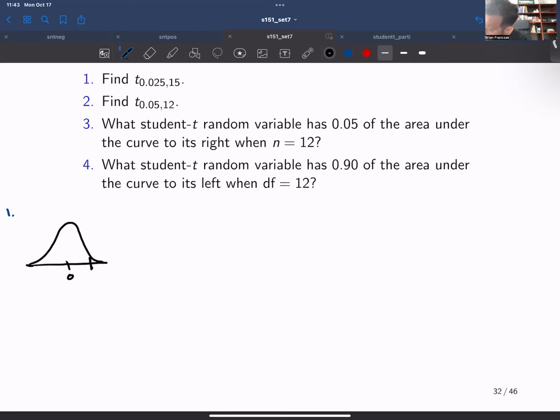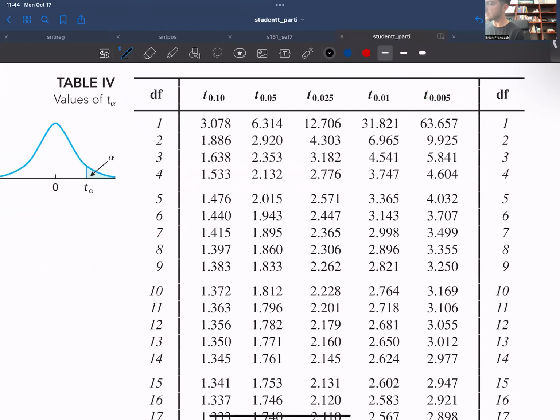But this is now a t curve, or a student t curve. Here we have t 0.025, comma 15. So that just means that this red shaded part here is of size 0.025. Therefore t 0.025, comma 15. These 3 dots here mean therefore. So if we go to the student t table, we're just matching 0.025 to its degree of freedom, which is 15. And that's all there is to it. So the t value that we are looking for is 2.131.